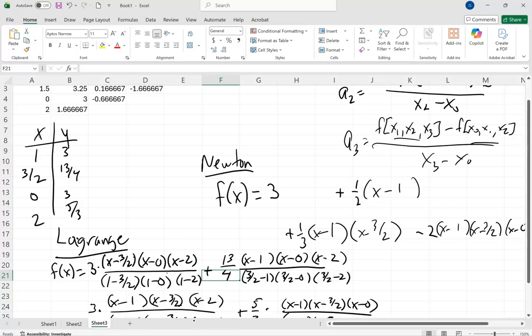Okay? The next one was 13 over 4, and then times x minus 1 times x minus 2. The denominator was 1/2 times 3 halves times negative 1/2. Negative 1/4 times 3 halves is negative 3/8. I did that right. So I should have an 8/3. We'll know if my arithmetic is right because, again, it should match the other polynomial when I'm done.